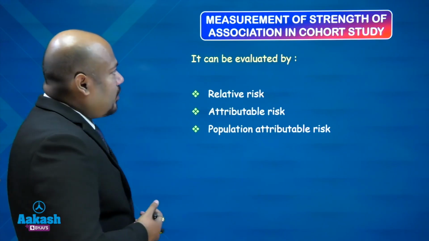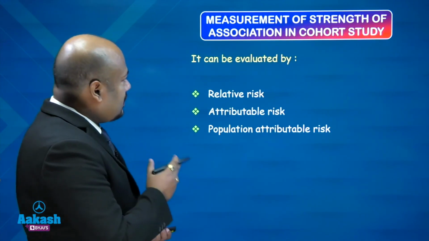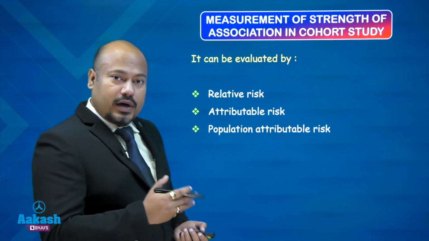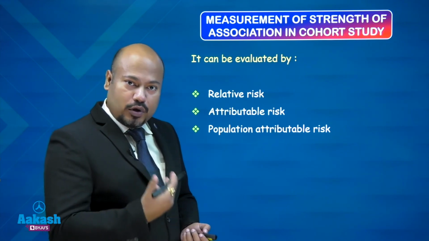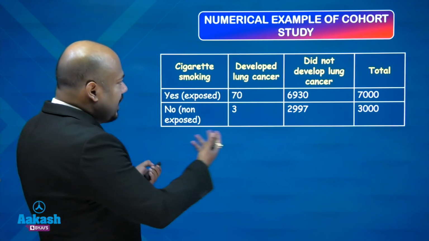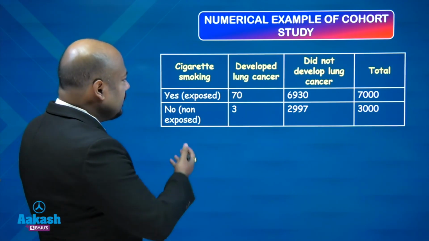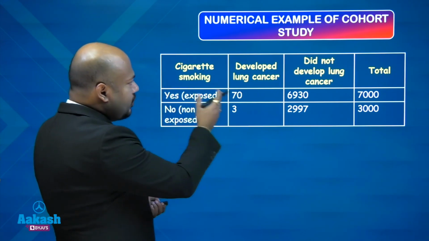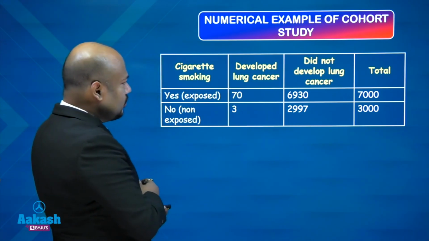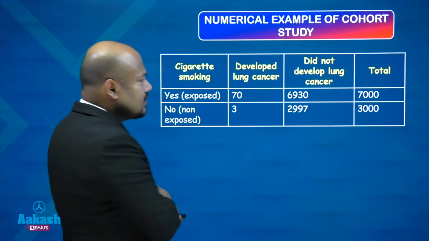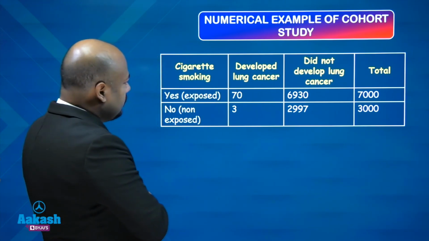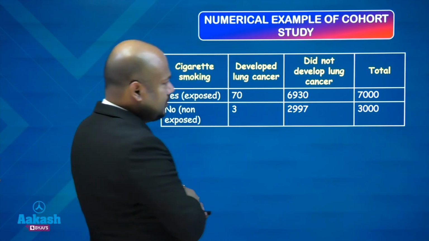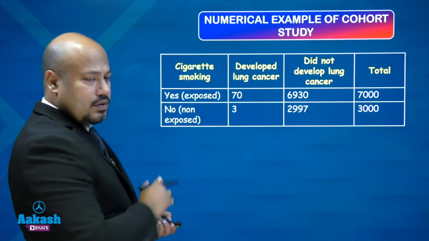So now coming to the measurement of the strength of association in cohort study. How do we measure the strength of association? By three ways: relative risk, attributable risk, and population attributable risk. Suppose we have this particular study, we have taken exposed developed lung cancer 70, exposed did not develop lung cancer 6930. So total there were 7,000 subjects. Non-exposed developed lung cancer 3, did not develop lung cancer 2997. So total is 3,000.